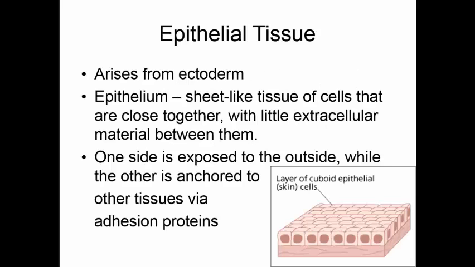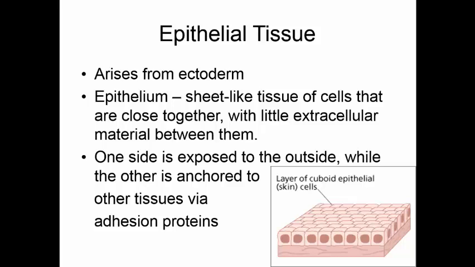So, with this, our first type of tissues are the epithelial tissues. All right, and epithelial tissues arise from the ectoderm, the very outside layer of the organism. The epithelium are a sheet-like tissue of cells that are close together and that have very little extracellular material. So basically, they're packed in very tightly. A lot of times, they prevent things from coming inside the body. So they're used as a barrier with the body.